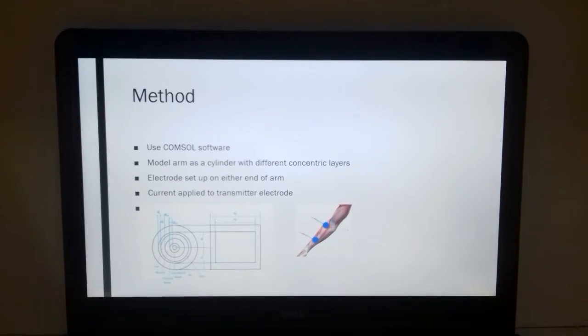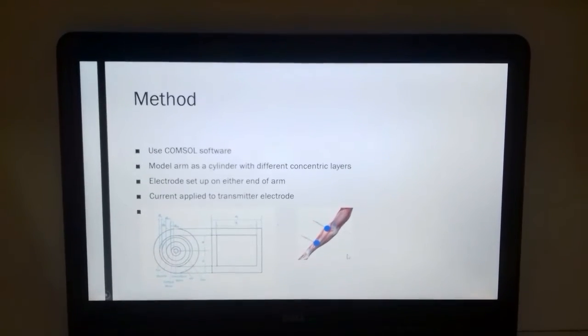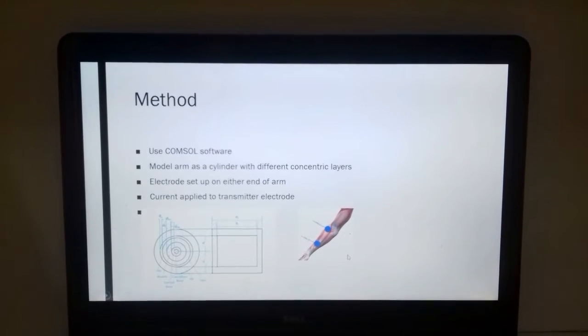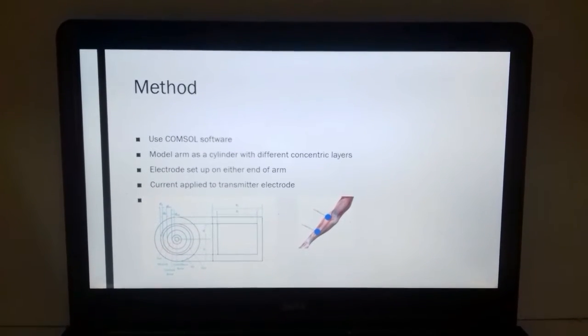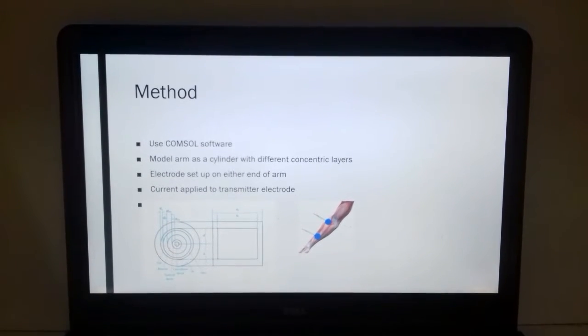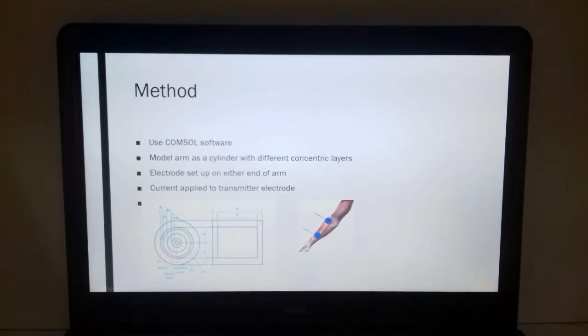How it works, if you look on the right hand side, you'll see that in blue we have an electrode on one end and we apply a current. The current will produce a magnetic field. The magnetic field will travel through the arm and link the next coil.